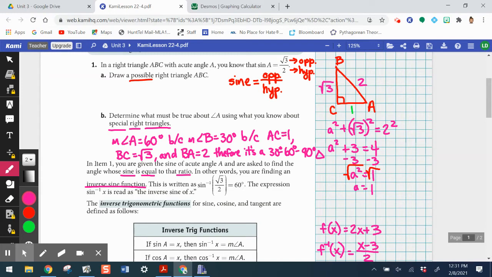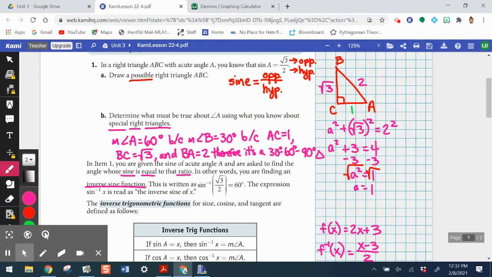So the measure of angle A has to be 60 degrees, primarily because I knew angle B had to be the 30-degree angle, because opposite of the smallest angle is the smallest side. So the measure of angle B is 30 degrees because AC is 1, BC is square root of 3, and BA is 2. Therefore, it's... And I just realized that is not how you spell therefore. So let's erase that real quick.